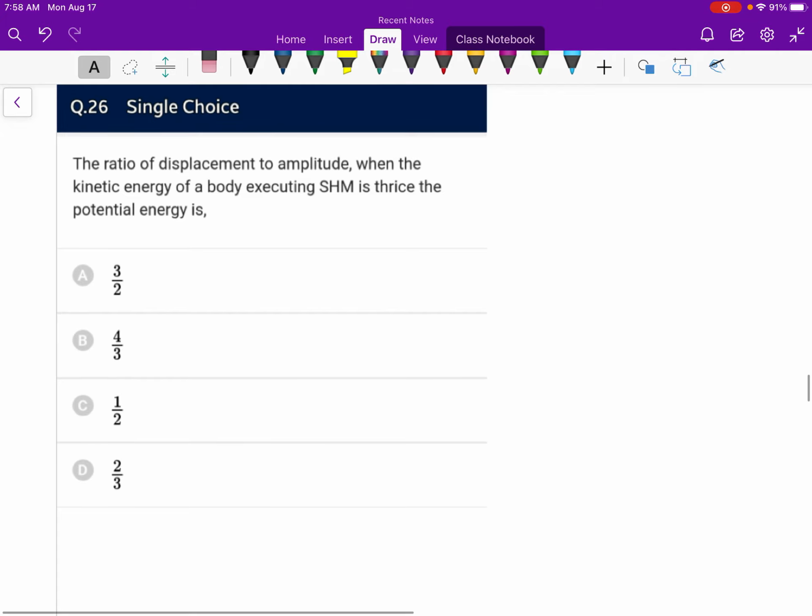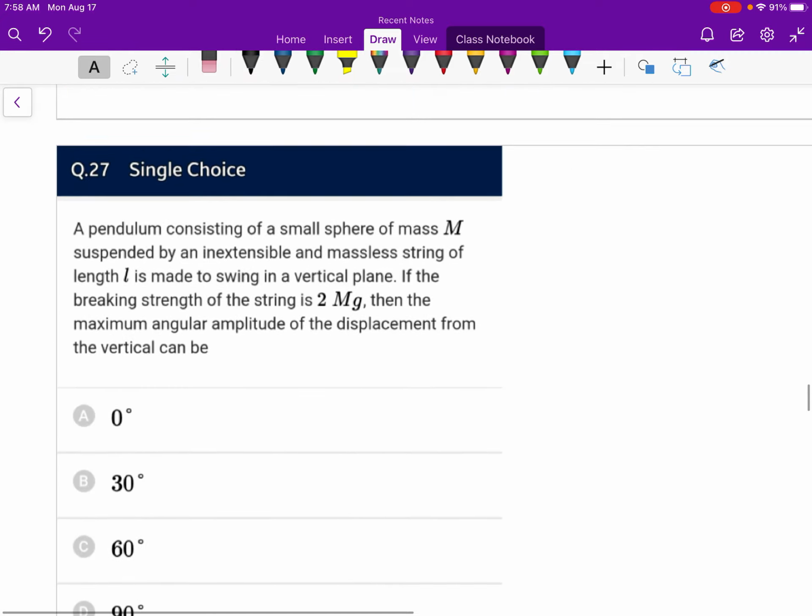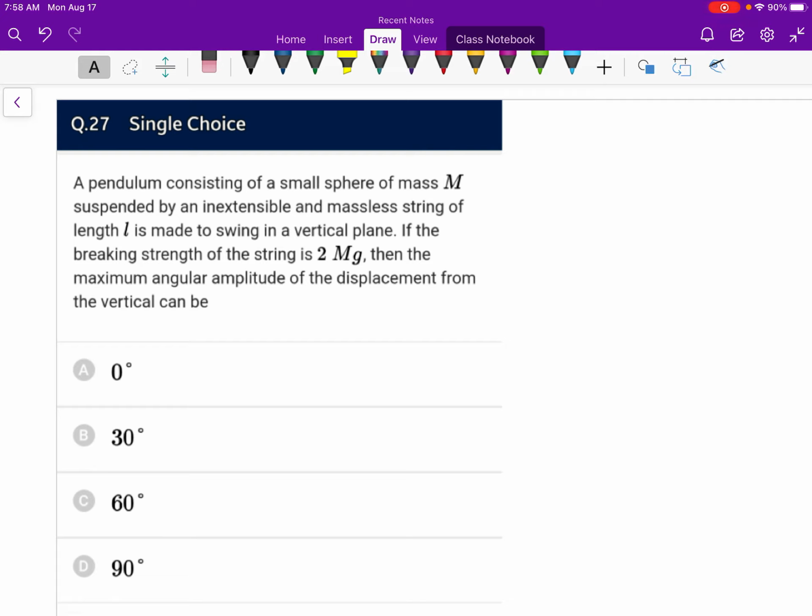The ratio of displacement to amplitude when the kinetic energy of a body executing SHM is thrice the potential energy. So given K equals 3U, now K plus U is equal to E. As we are to relate x and A, better convert K in terms of U. So this is 3U plus U is equal to E, that is 4 times half Kx square is equal to half KA square. So x equals A by 2. So the ratio of displacement to amplitude is half. C is the correct option.